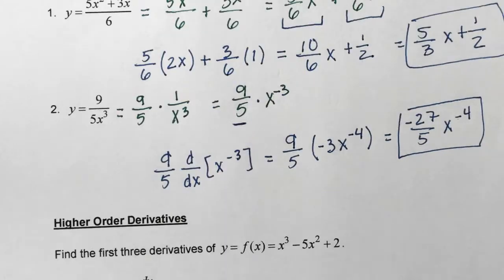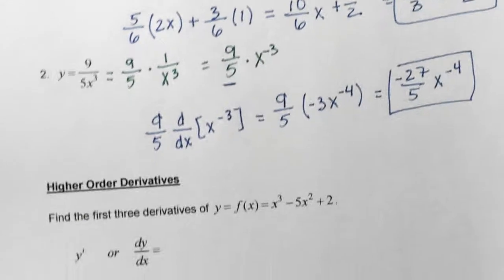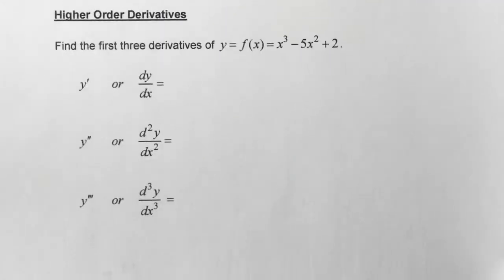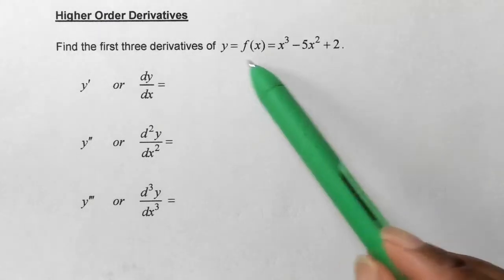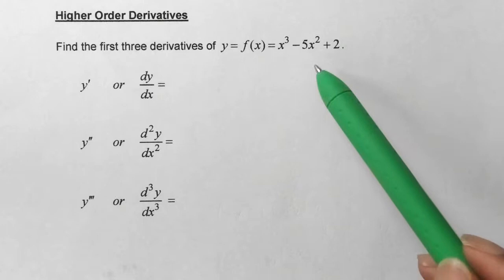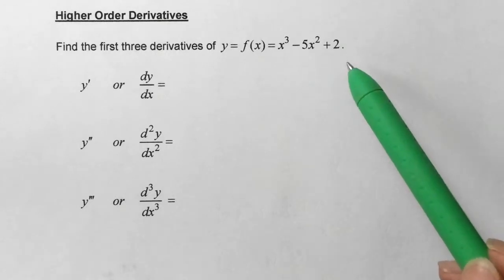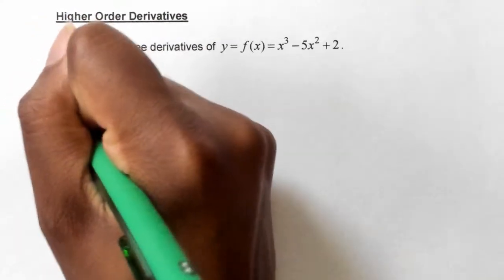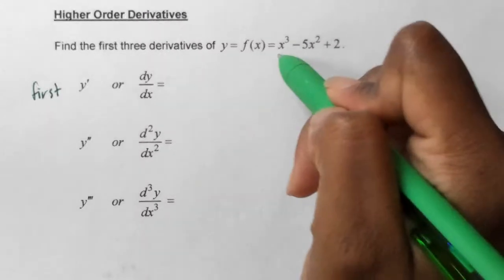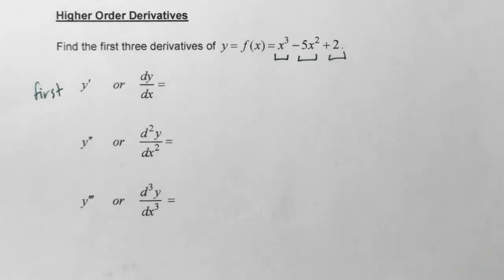Alright, so the last piece of these notes deals with higher order derivatives. So the cool thing about derivatives is that sometimes you can take multiple derivatives of the same function. So we have y equals f of x, which equals x cubed minus 5x squared plus 2. So if we want to take the first derivative of this function, we just do what we normally do. We would split this up, find the derivative of each piece.